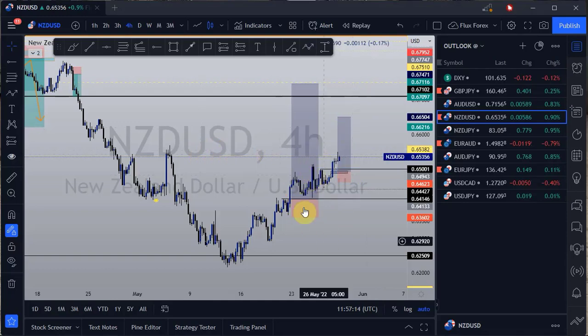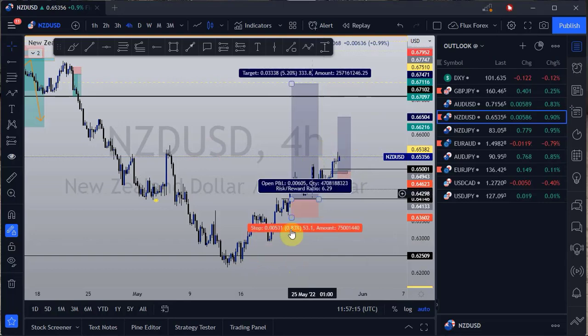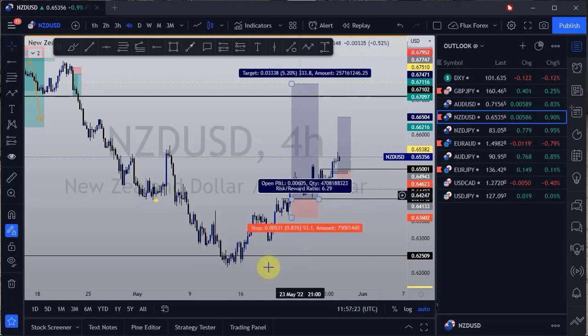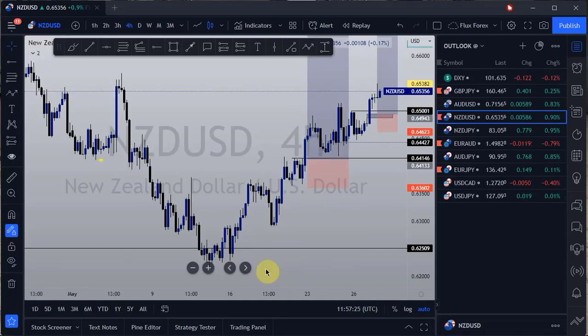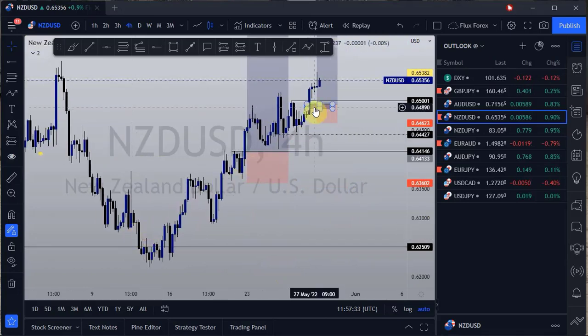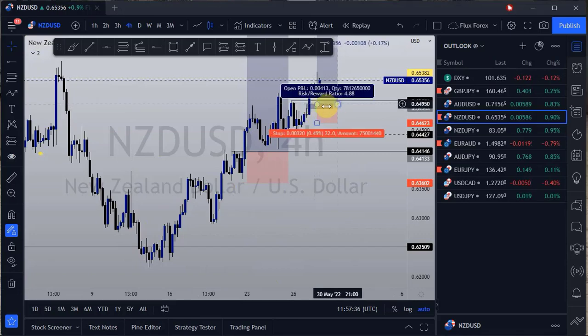At the moment we are seeing some short-term bullish order flow on both NZDUSD and AUDUSD. So what you have to do is look for buy opportunities. The market is bullish at the moment. So that is that for NZDUSD.